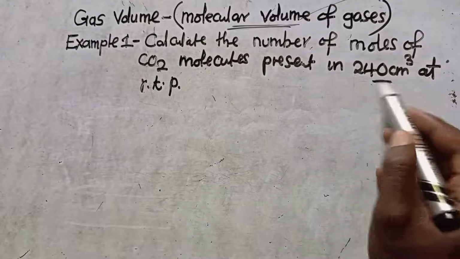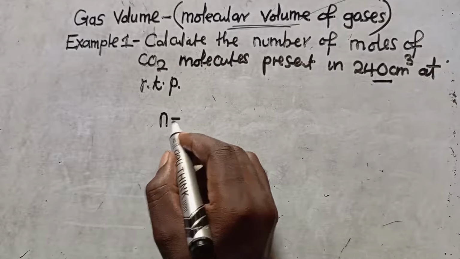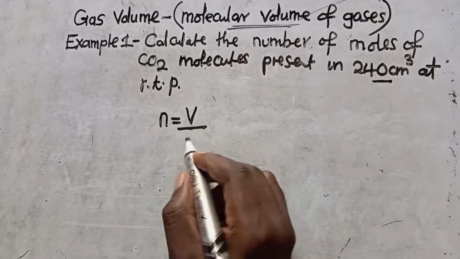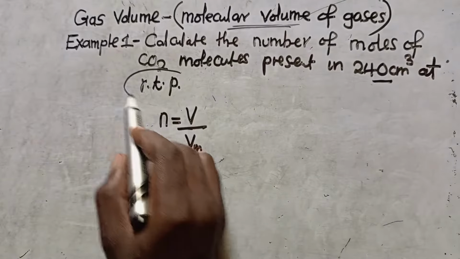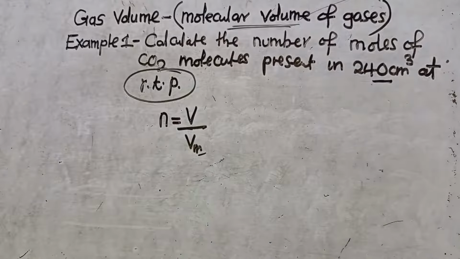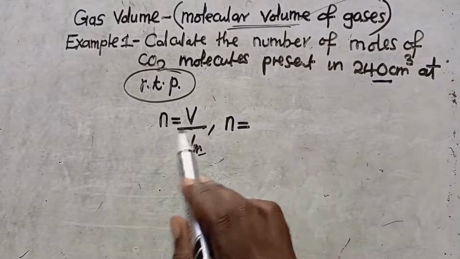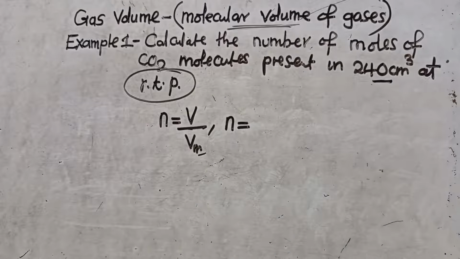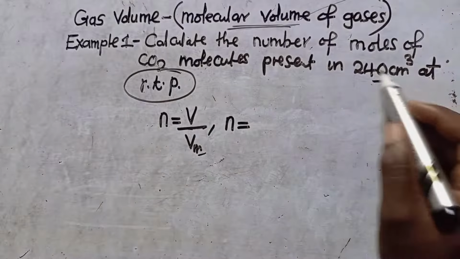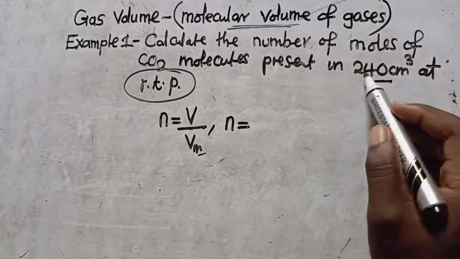If you look at this question, they are telling you number of moles, and you just see volume. Just know that the formula you are going to use is number of moles is equal to volume over molar volume. Where is the molar volume coming from? From this that is written RTP. So number of moles is equal to the volume that is given, which is 240.